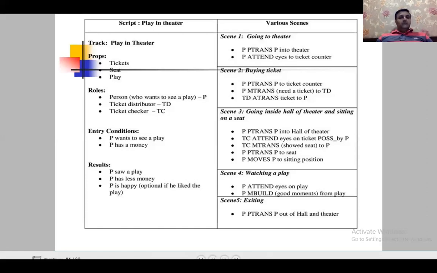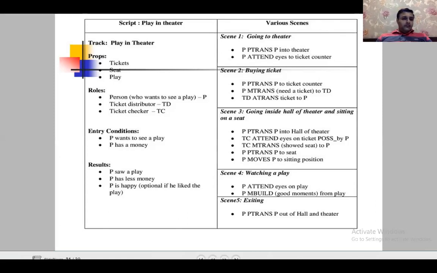Sometimes it happens after watching a play in a theater that he is very happy, he is relaxed, he takes the message, he is calm, or he has a thought, or he is disappointed, whatever his reactions are. Now there will be the various scenes that will occur in this particular script.